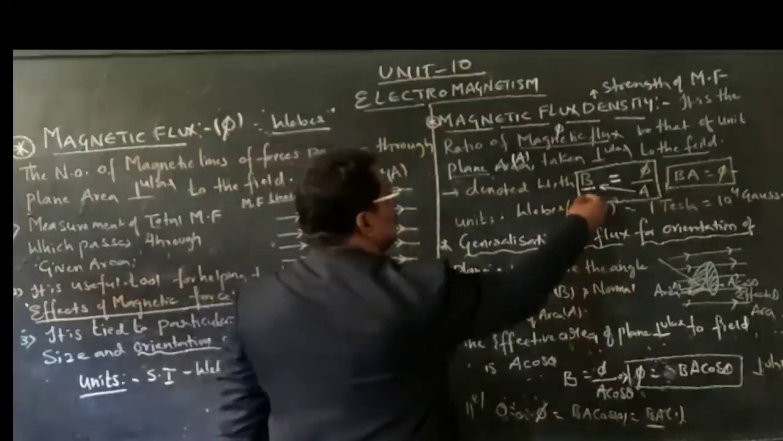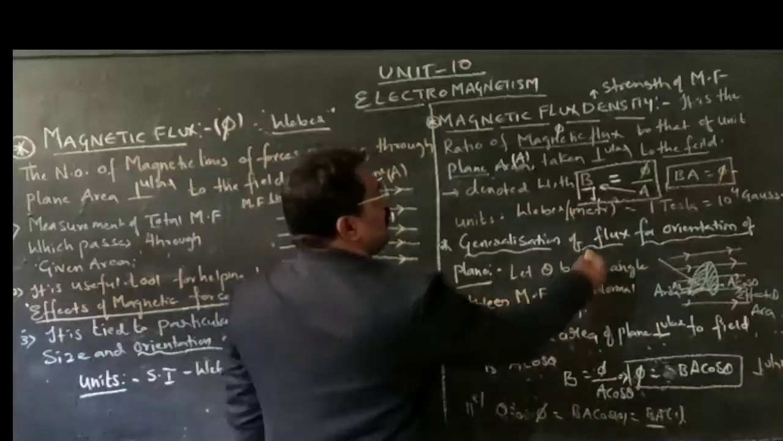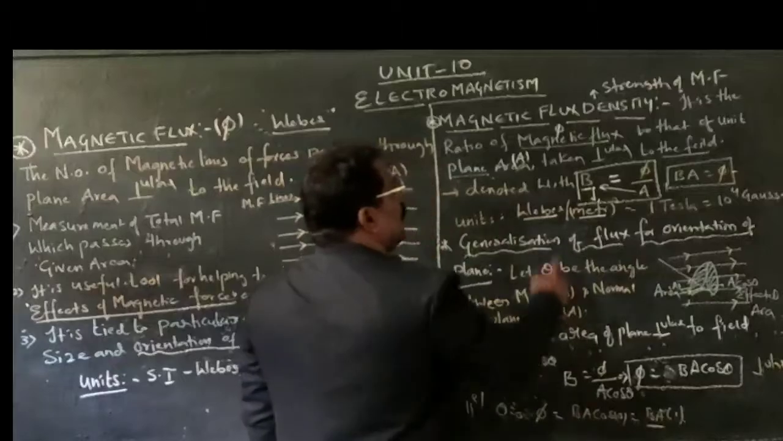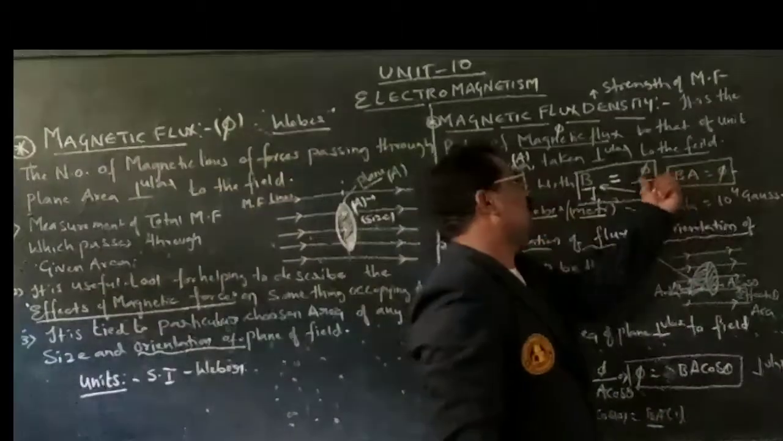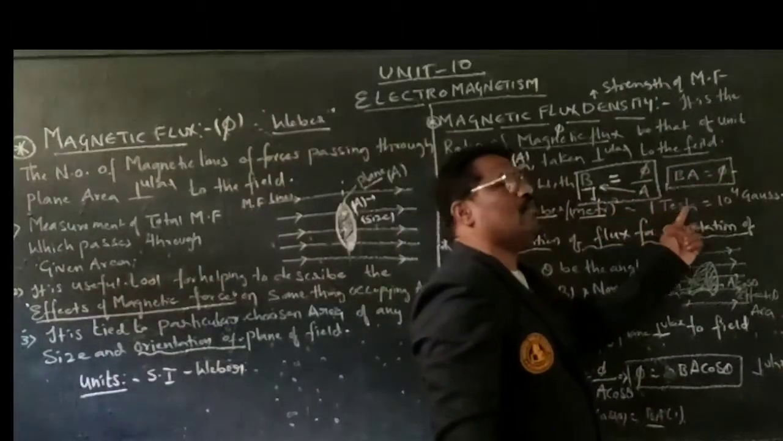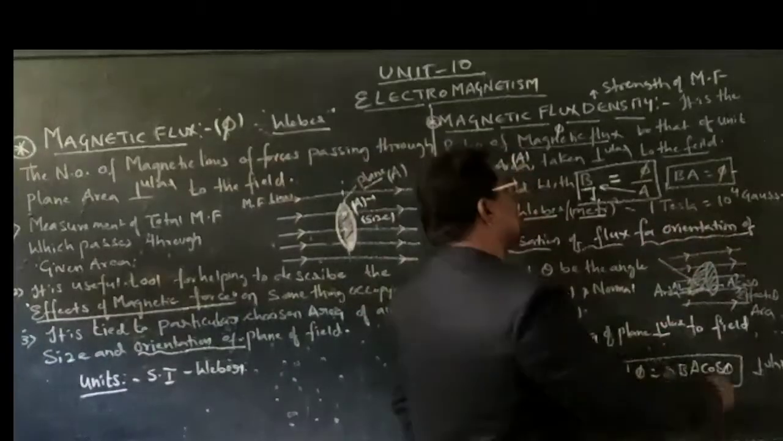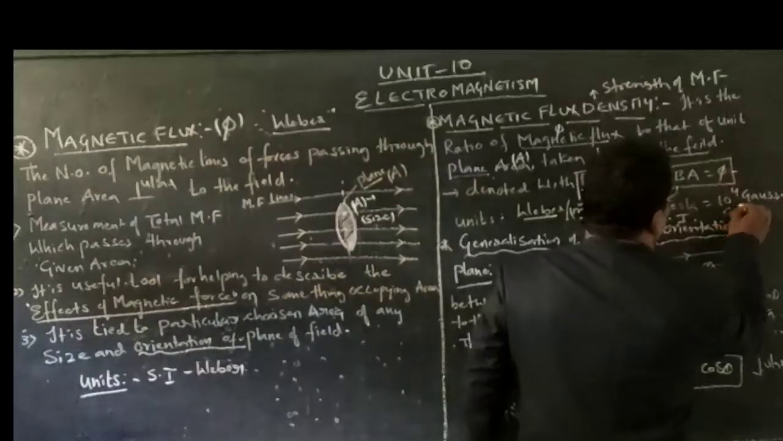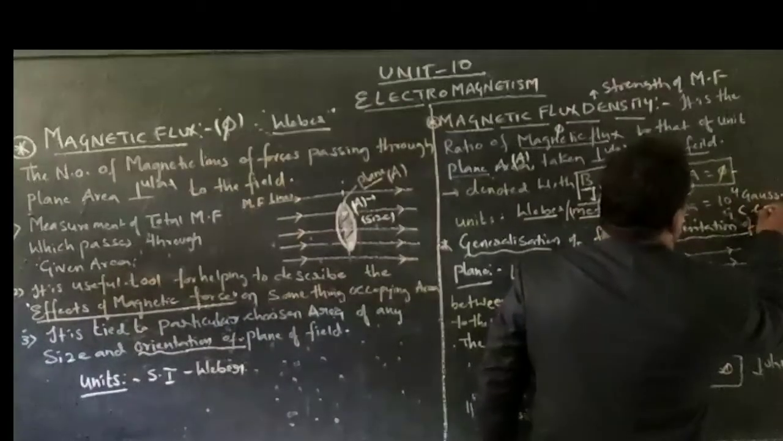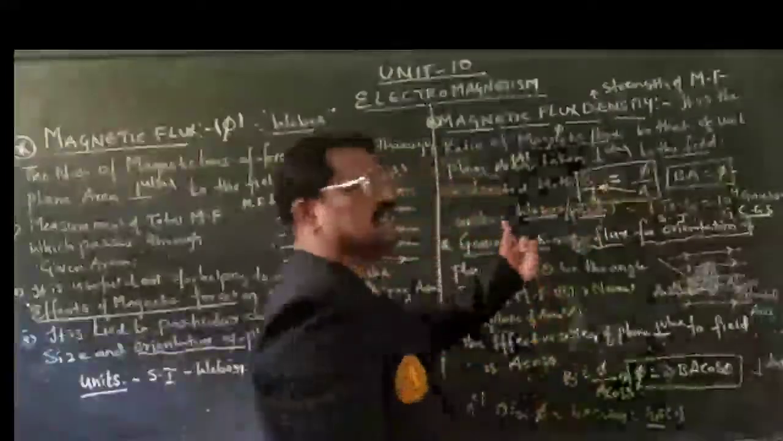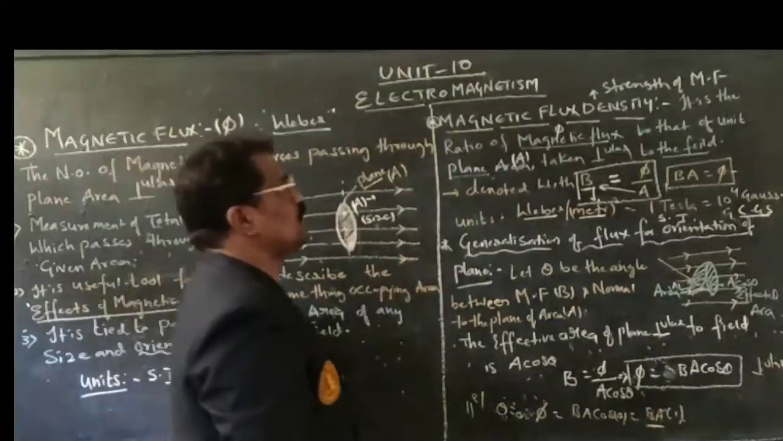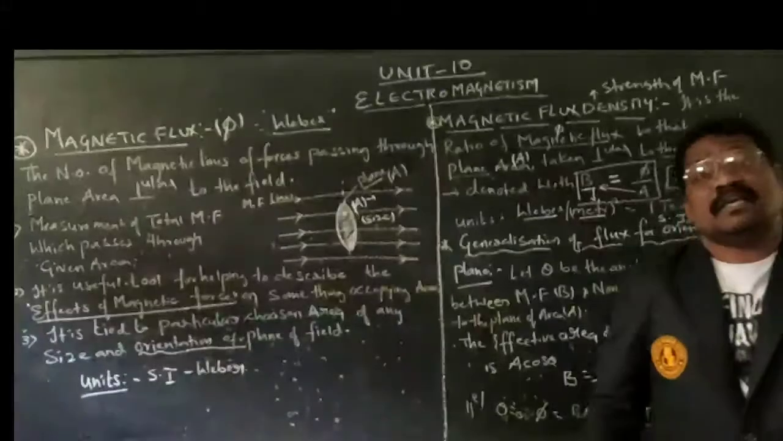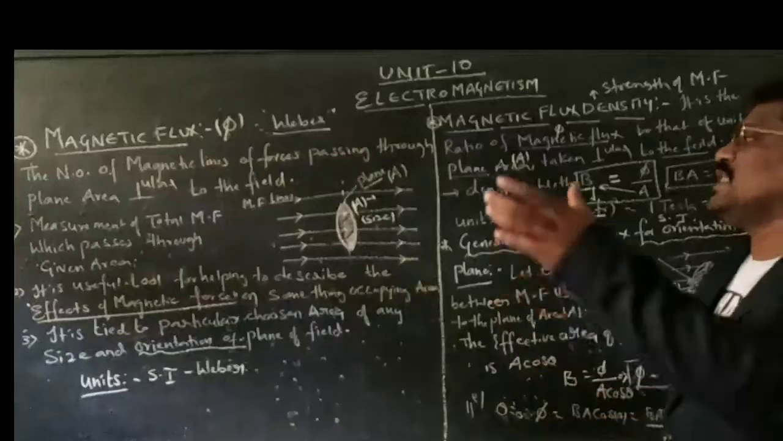If I go for the units of this, magnetic flux, phi, is measured in what? Weber. Area is measured in what? Meter square. So Weber per meter square. But we know that 1 Weber per meter square is equal to 1 Tesla. 1 Tesla is the SI unit, and its CGS unit is 10 to the power of 4 Gauss. This is regarding magnetic flux density, which identifies the strength of the magnetic field within that particular unit area.